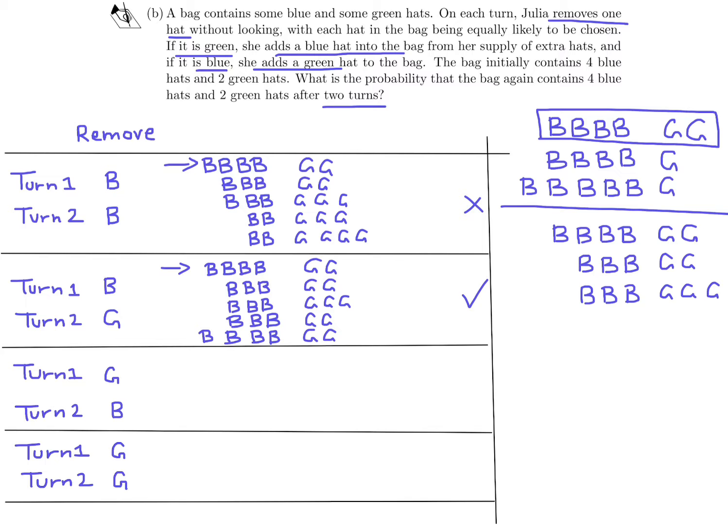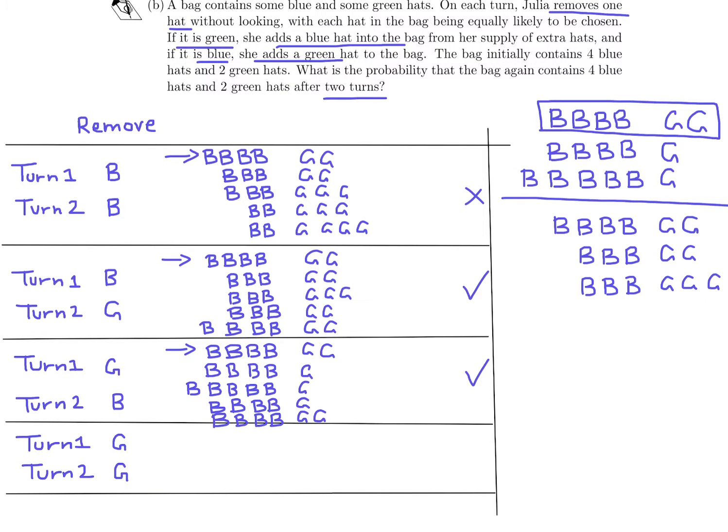So you get the hang of this. Next one, start off again with the 4 blue and the 2 green. Remove G this time, which is green. So that's what happens when I remove a green hat, but I have to add a blue according to my rule. And then in turn 2, remove a blue. That means it drops me down to 3 blue, but I have to add a green according to my rule. So I'm back to 4 blue and 2 green. It matches the initial. So that's a check mark also.